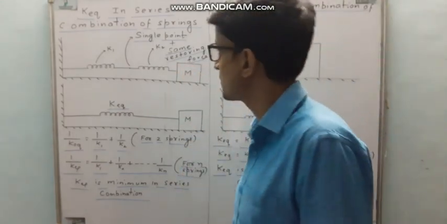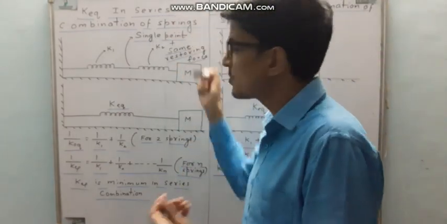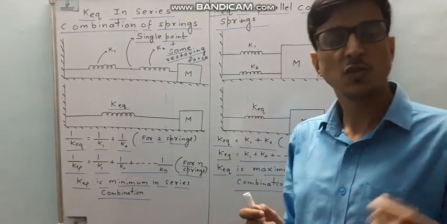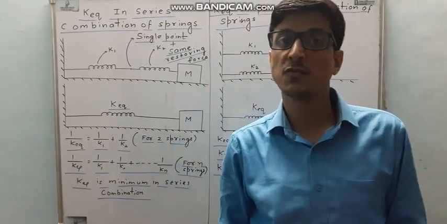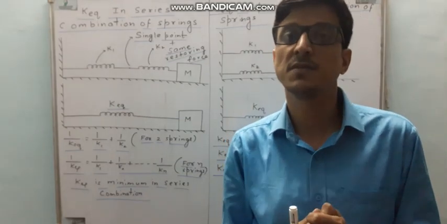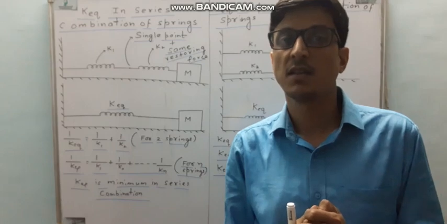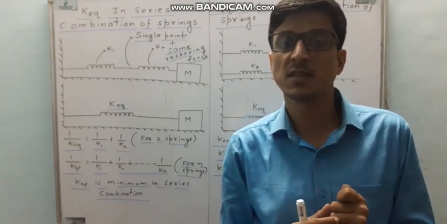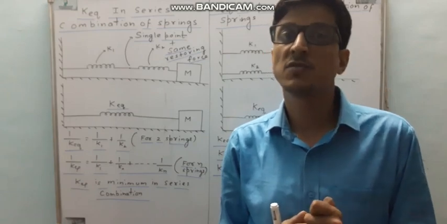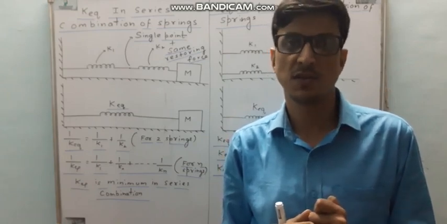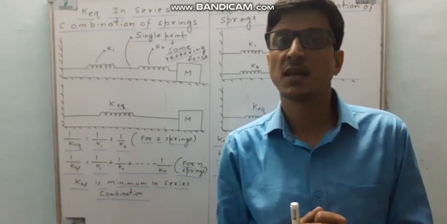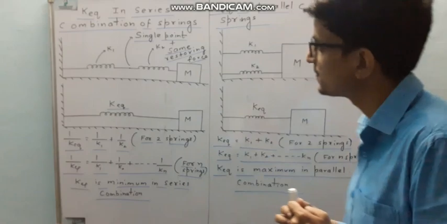Let's deal with the first case. In series combination, how will we know that springs are connected in series? Springs are said to be connected in series when there is a single point connecting the two springs and the restoring force has the same magnitude in both the springs.